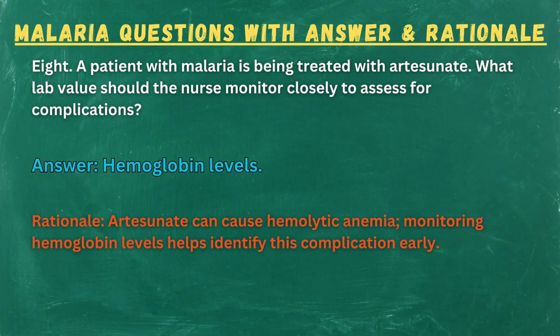8. A patient with malaria is being treated with artesunate. What lab value should the nurse monitor closely to assess for complications? Answer: Hemoglobin levels. Rationale: Artesunate can cause hemolytic anemia. Monitoring hemoglobin levels helps identify this complication early.